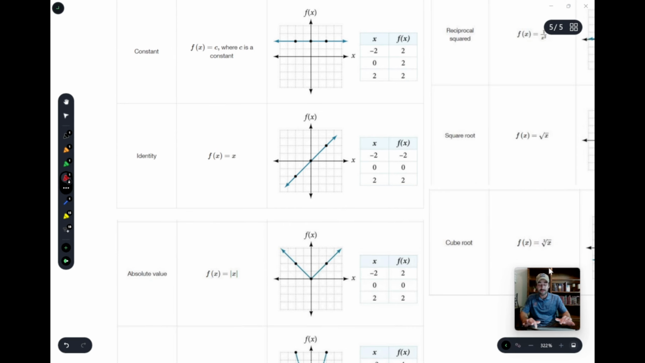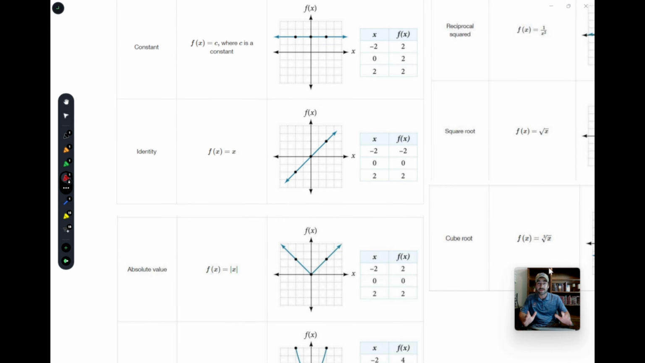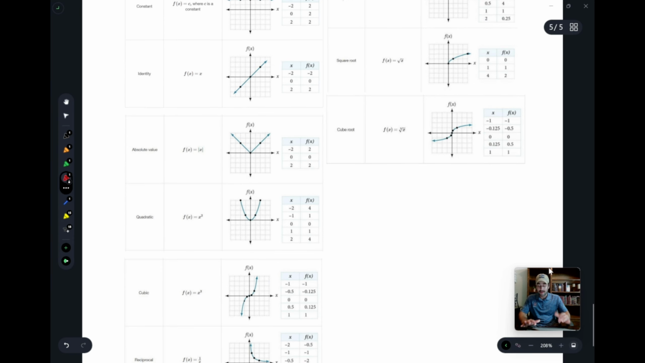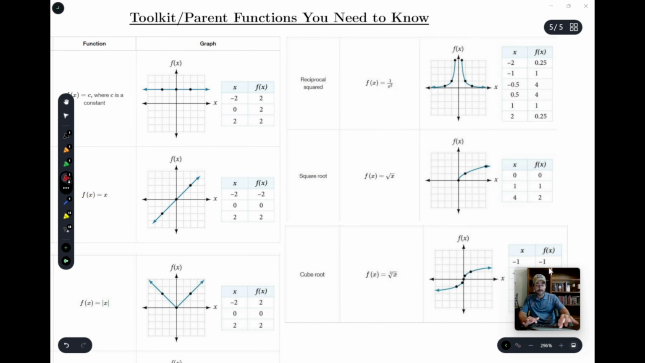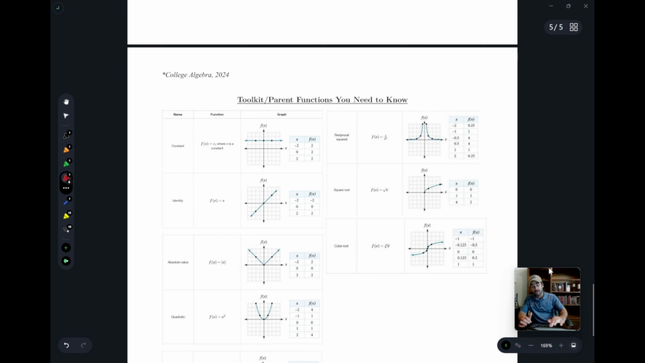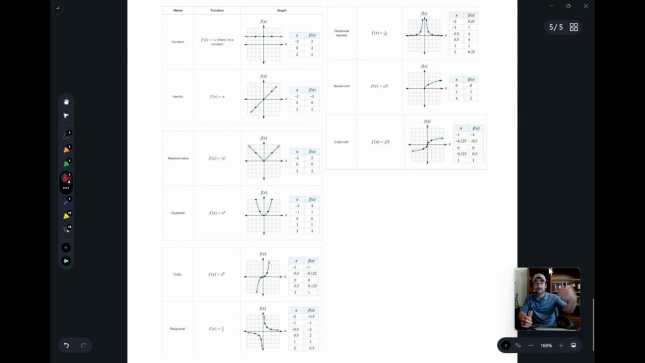We've got the identity function, which is a special linear function that occurs where the x equals the y value. We've got absolute values, quadratics, cubics, reciprocals, reciprocal squared, square root, cubic root. We've got types of functions that you need to know. Now there's other types of functions in this class that we'll work through, but these 9 functions are the basis of everything we'll do for a long time in math, not just in college algebra, but in pre-cal and cal 1. These 9 functions form the basis of almost everything we do.